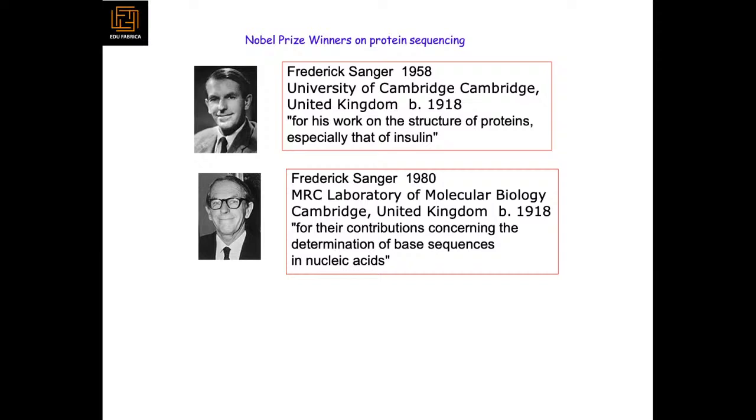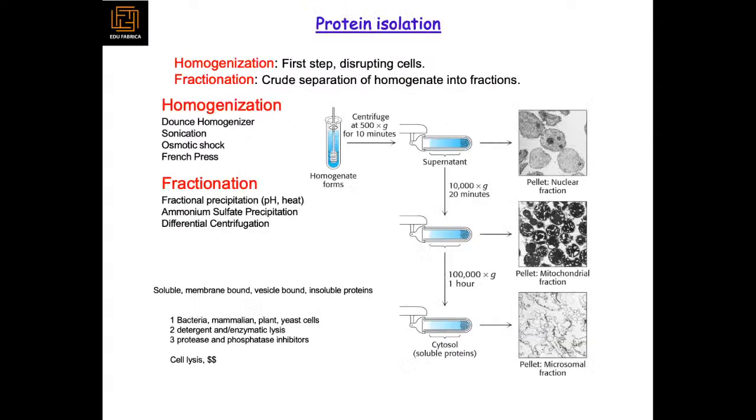Then this is Frederick Sanger, who is a two-time Nobel Prize winner, one for the structure of insulin and another for determination of sequences in nucleic acids in 1980. How can you isolate protein? For isolation of protein, you first need to disrupt your cells. Then comes crude separation of homogenates into fractions.